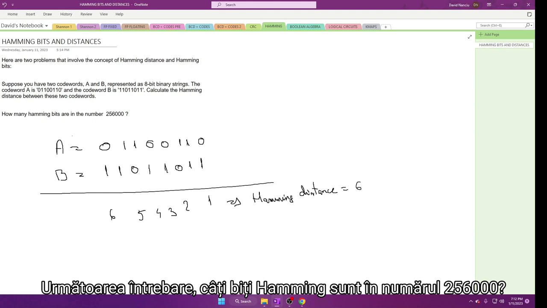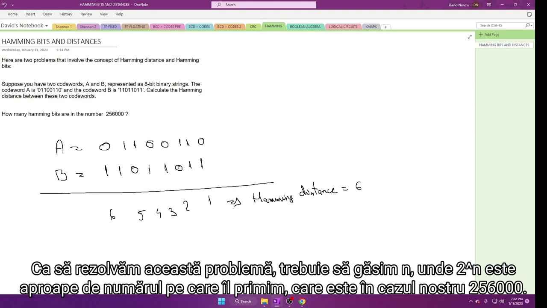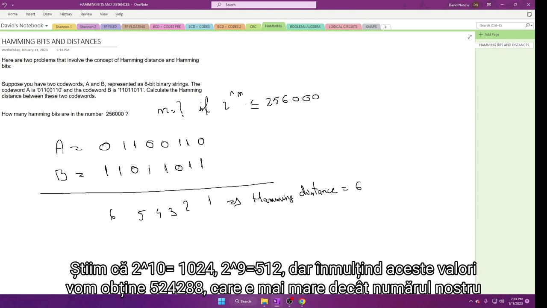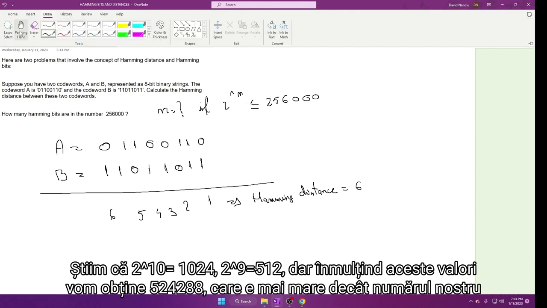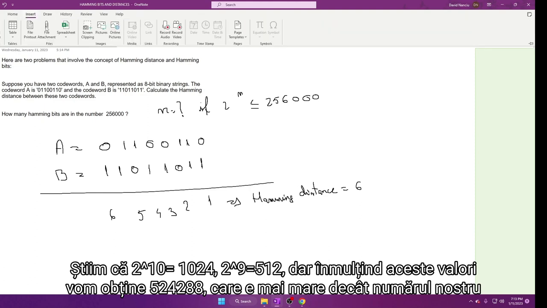Next question, how many Hamming bits are in the number 256,000? To resolve this problem, we have to find n. What is the n? If 2 to the power of n is the closest or the exact number that we are looking for, that we are given, which is in our case 256,000. To which power, ignore this sign, please. Okay, perfect.